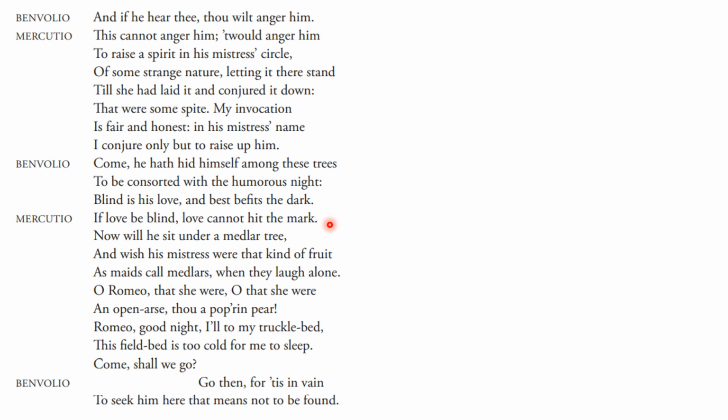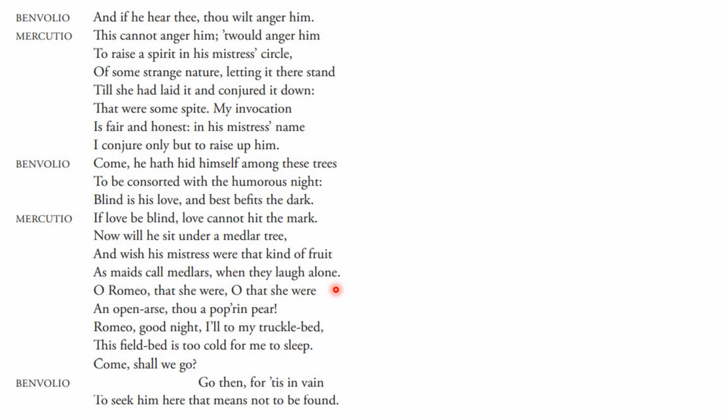Mercutio says, "If love be blind, love cannot hit the mark. Now will he sit under a medlar tree and wish his mistress were that kind of fruit as maids call medlars when they laugh alone." He says that if love is blind, it can't hit a target, but ultimately love has managed to hit Romeo. And then he compares the fruit on the tree to the female genitalia and says that he wishes his mistress was the fruit on the tree for sexual purposes.